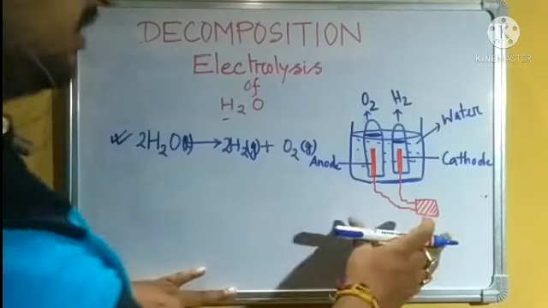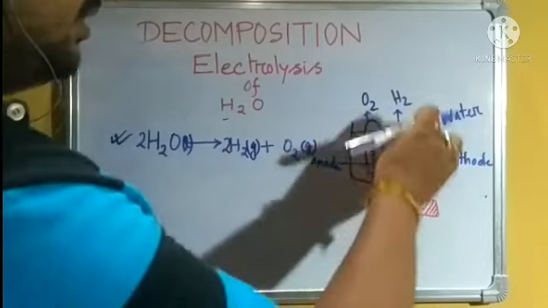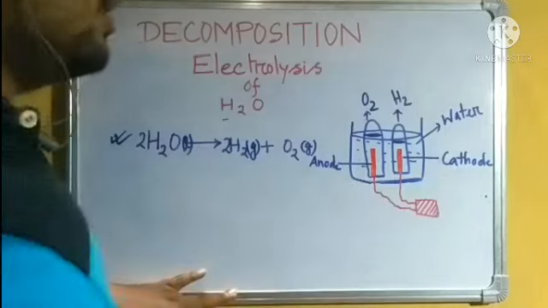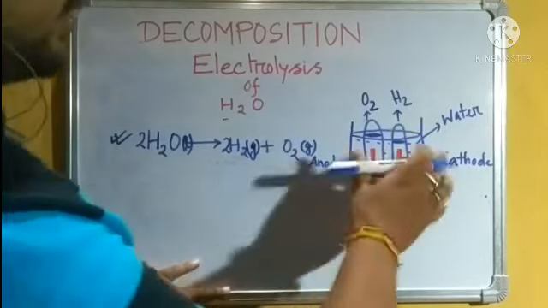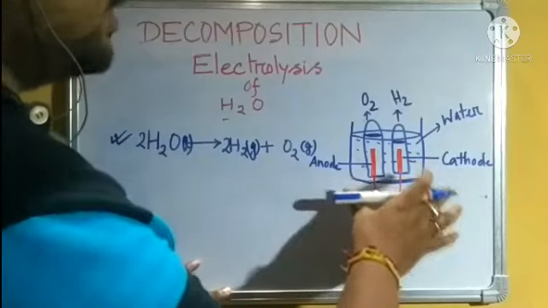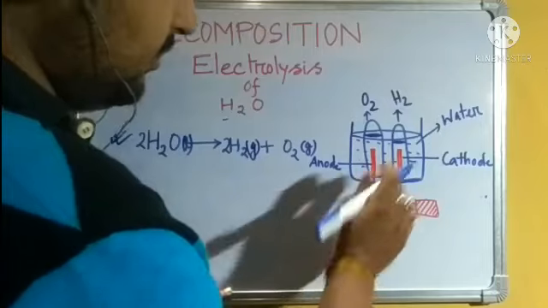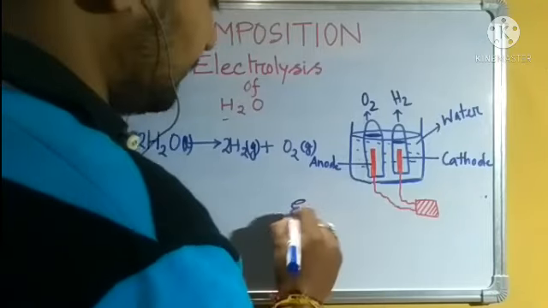Now come to our activity. In this activity, we are taking water in a beaker or mug or anything you can possibly find. We are taking water in a clean vessel. Now we are taking two electrodes, this one and this one. These are called electrodes.